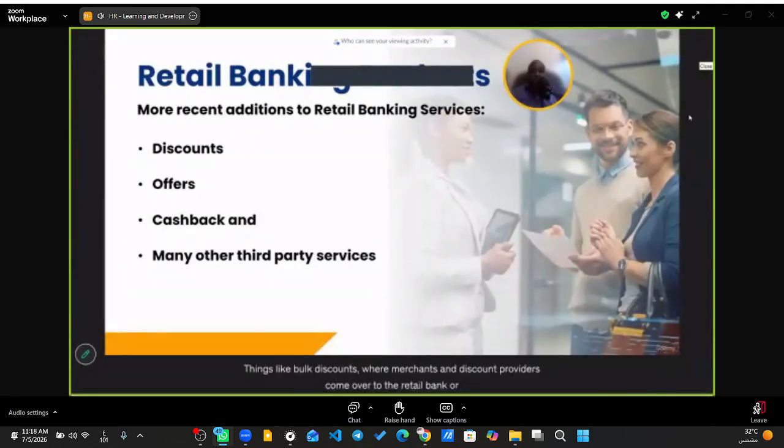Discounts, things like bulk discounts, where merchants and discount providers come over to the retail bank and say, look, if you have a customer that fits this profile, and remember the bank has the information in their system, we'd like to work with them. We'd like to offer them some discounts. We'd like to offer them some benefits. I mean, especially where sometimes you're already making those transactions anyway and not getting anything back on behalf of it.